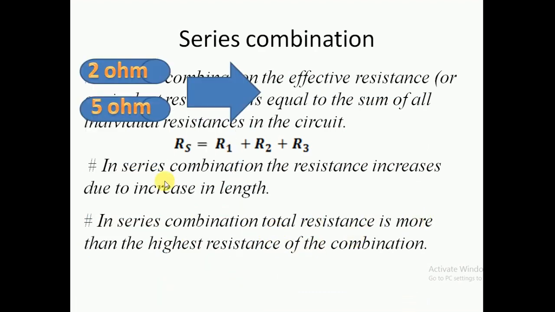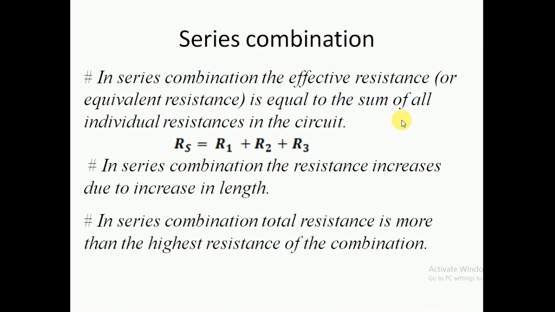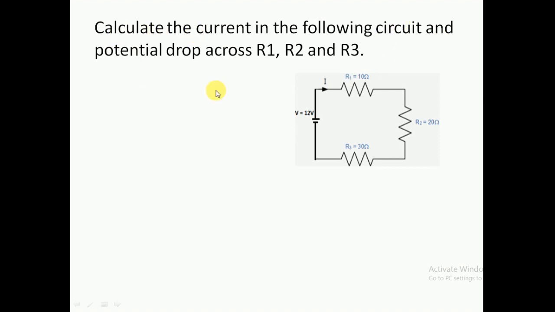So if you have 2 ohm and 5 ohm, and you connect them in series, the total resistance will be more than 5 ohm, that is the highest. So it should be more than the highest resistance. These are the three properties of series combination. So let's solve one question on series combination.